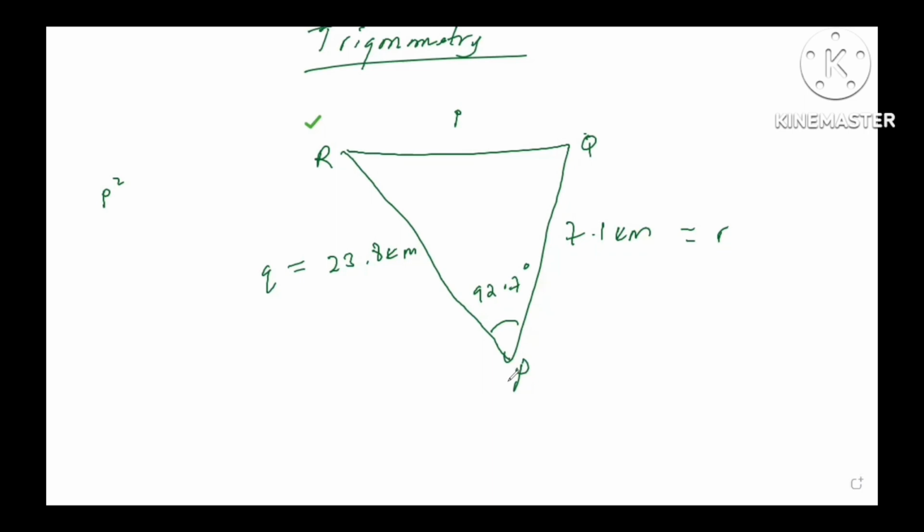Since we are finding RQ, which is equivalent to a small p, we are now going to square these known sides, which are Q and R, or R and Q, right? Yes. In our formula, we're going to say R squared plus Q squared minus 2RQ, then cos P, right?